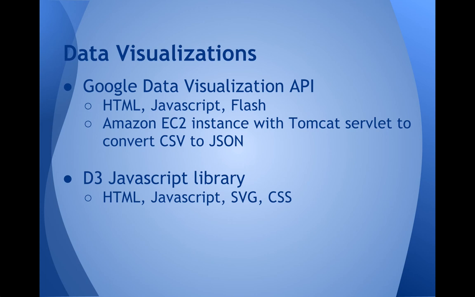For the technologies we used to actually make the visualizations, we researched different options. We came up with the Google Data Visualization API, which is basically a combination of HTML, JavaScript, and Flash. And we also came up with the D3 JavaScript library, D3 being Data-Driven Documents, which is also centered around HTML and JavaScript, but also SVG and CSS, with no Flash.